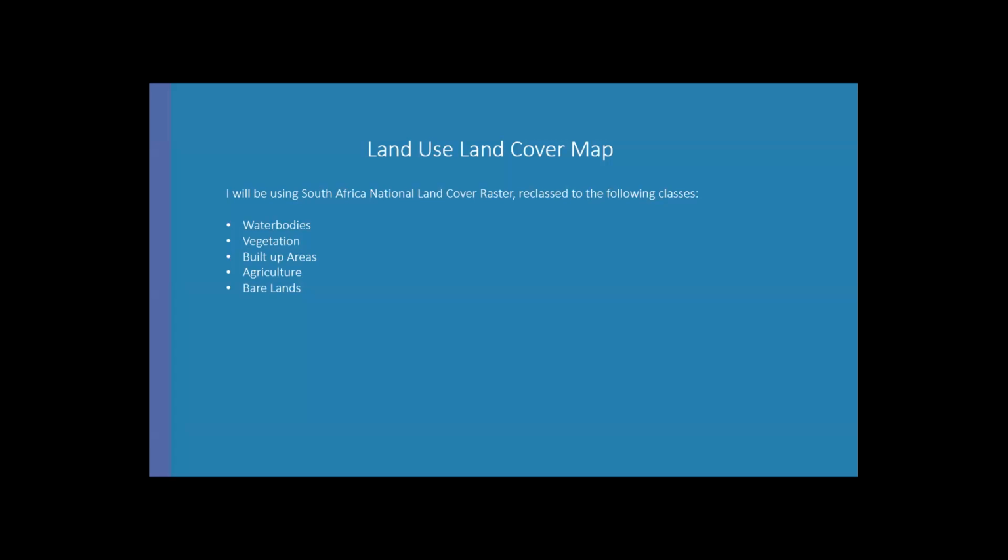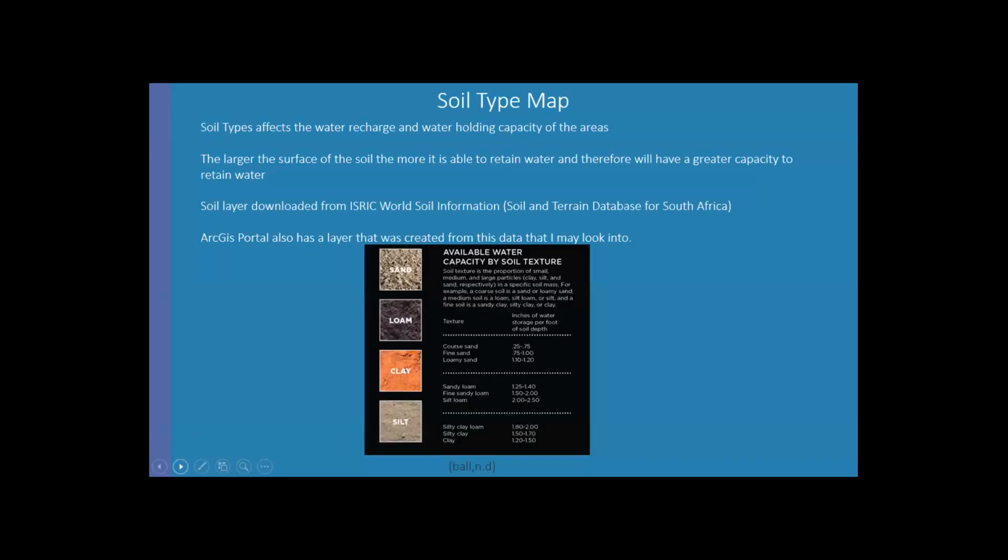I will be using the South Africa National Land Cover raster, but I will be reclassing the data to 5 different classes: water bodies, vegetation, built up areas, agriculture, and bare lands. This will help when applying weights and reclassing 1 to 5 for groundwater potential. For example, higher weights for water bodies and lower weights for bare lands.